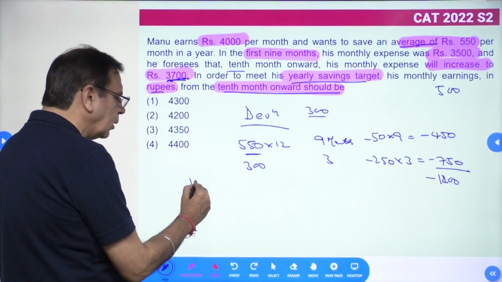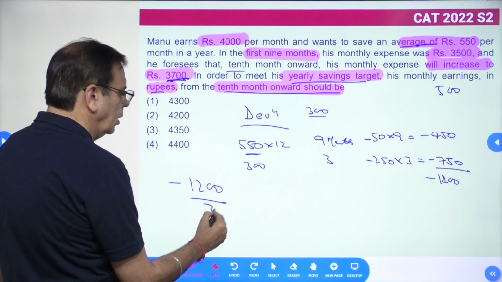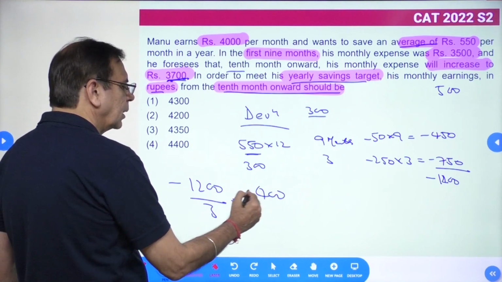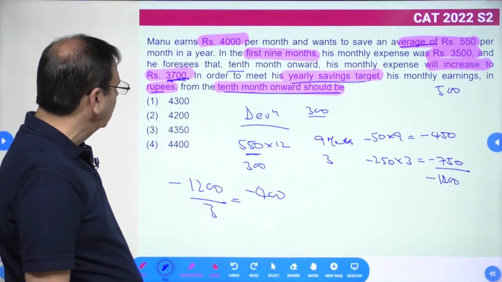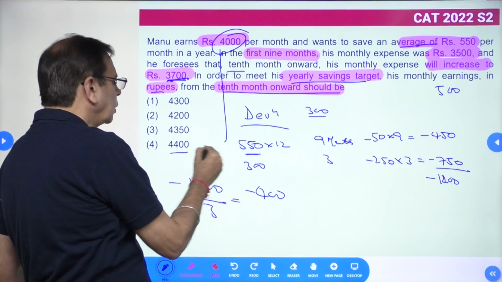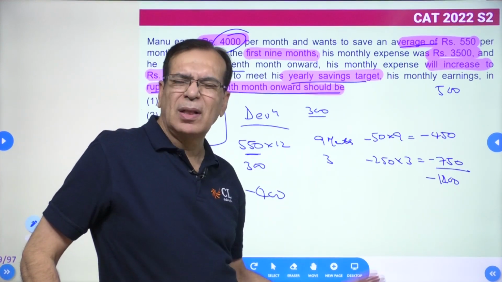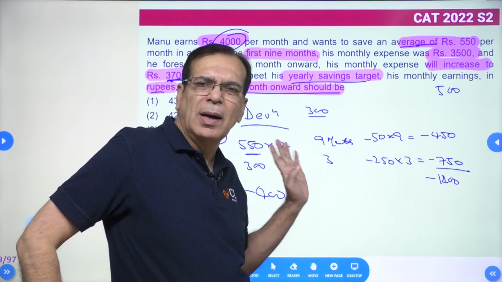This shortfall of 1,200 rupees has to be covered up in 3 months. So his monthly shortfall for the last 3 months is 400. So he should increase his salary from 4,000 to 4,400 in the last 3 months. Okay, you could have done it this way. This is strictly speaking an oral question. इसमें इतना ज़्यादा दिमाग नहीं लगाना चाहिए.